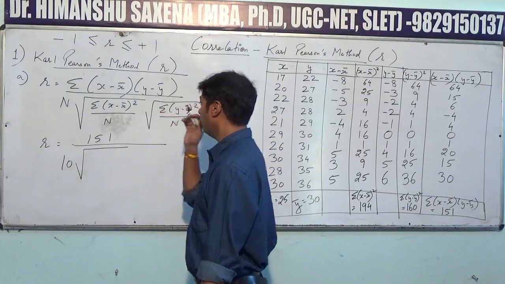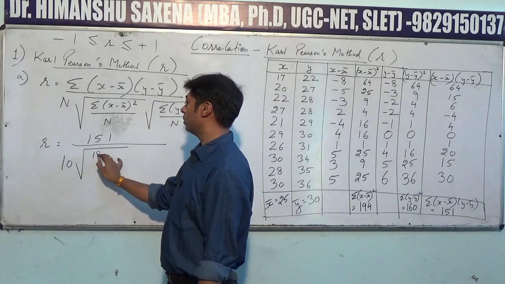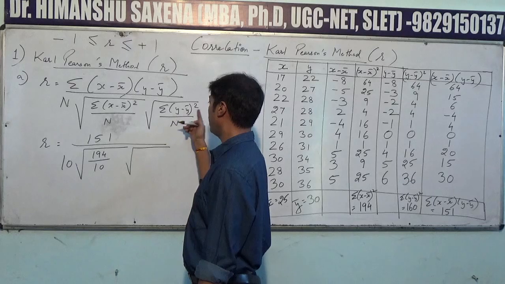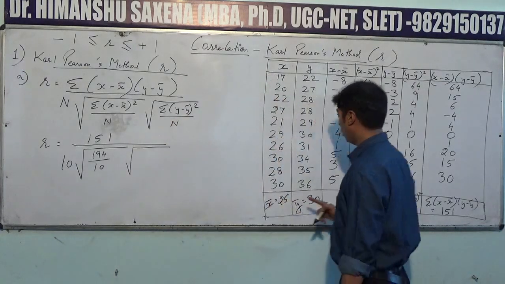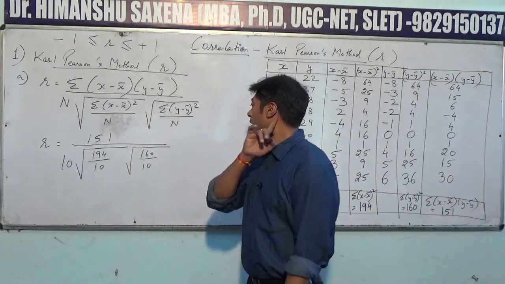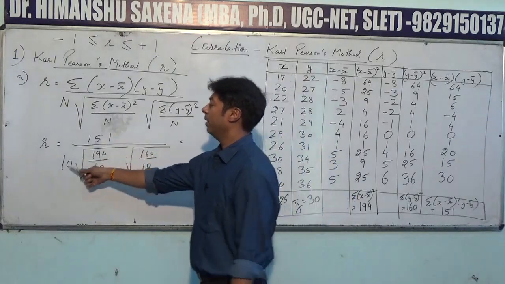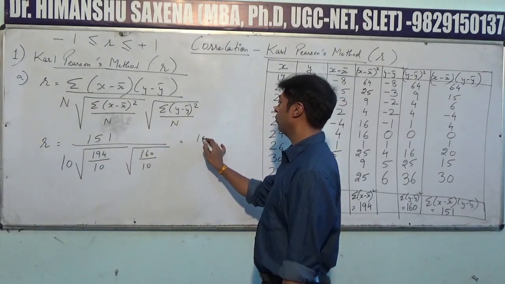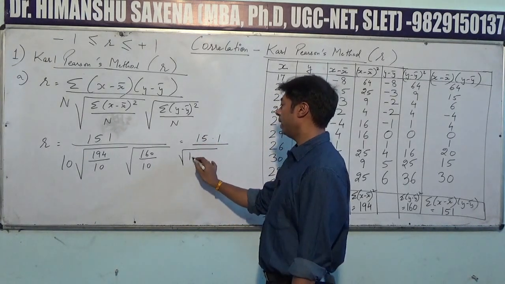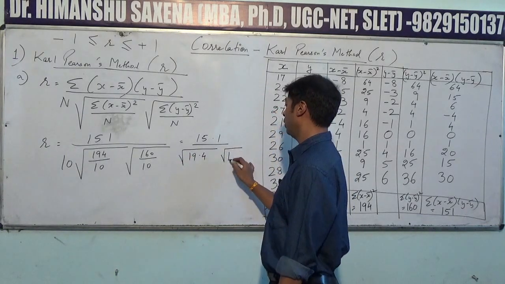Now square root of summation x minus x bar whole square. So x minus x bar whole square was 194 divided by 10. Then summation y minus y bar whole square, that was equal to 160 divided by 10. Now see how we are going to proceed. 151 divided by 10: on the numerator side we will have 15.1. Then 194 divided by 10 will be 19.4, and 160 by 10 will be equal to 16.